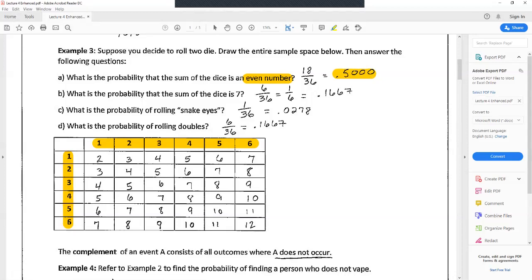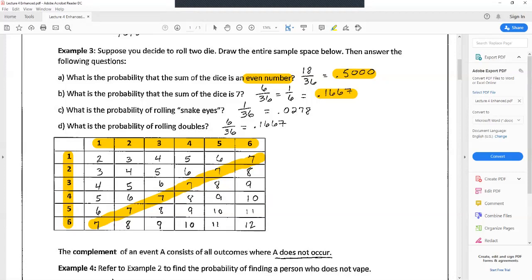Part B says, what is the probability that the sum of the dice is 7? Well, you can tell that 7 occurs across this diagonal here, and that's going to be 6 out of a possible 36 outcomes. So 6 out of 36 is 1/6. So the probability of rolling a sum of 7 is about 0.1667, which means about 16.67% of the time when you're playing a game, you're going to roll a 7.